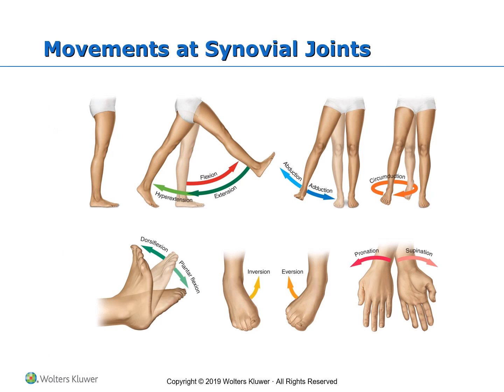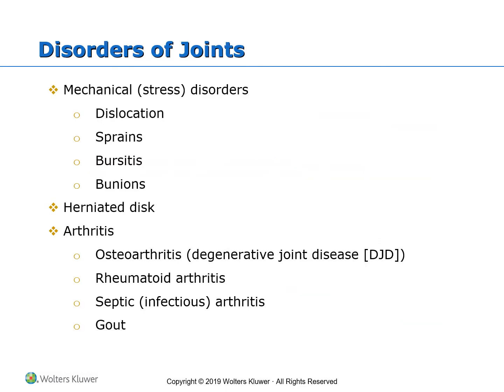Again, you can see here abduction away, adduction inward, back, close to the midline of the body. Circumduction is rotating in circles. Flexion, extension with the hyperextension in the back. Dorsiflexion or plantar flexion. Inversion, eversion, pronation, and supination.